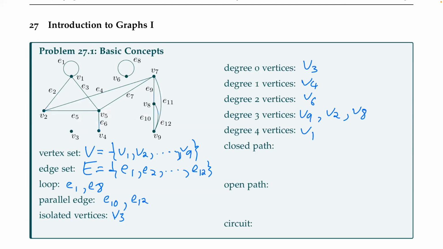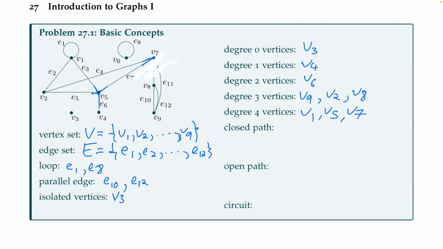Can anyone else identify any others? So someone said V5 and someone said V7. So V5, 1, 2, 3, 4. Yep. And V7, 1, 2, 3, 4. Yep. I think that's it for degree 4 vertices.